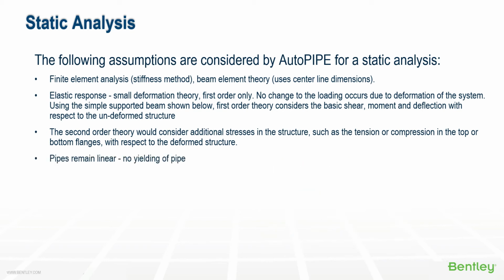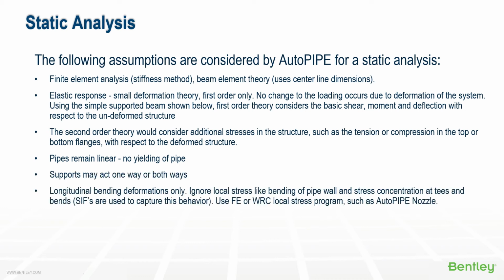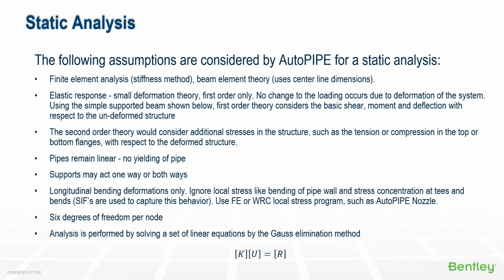The pipe remains linear, so there's no yielding of the pipe considered. The supports might act one way or both ways. Longitudinal bending deformations are only considered, so it ignores local stresses like the bending of the pipe wall and stress concentration at T's and bends. We use SIFs in pipe stress analysis to consider this behavior. There are 6 degrees of freedom per node, and the analysis is performed by solving a set of linear equations using the Gauss elimination method.